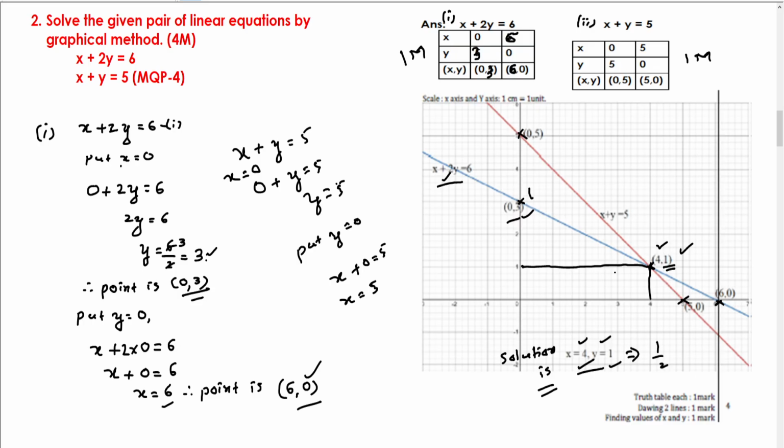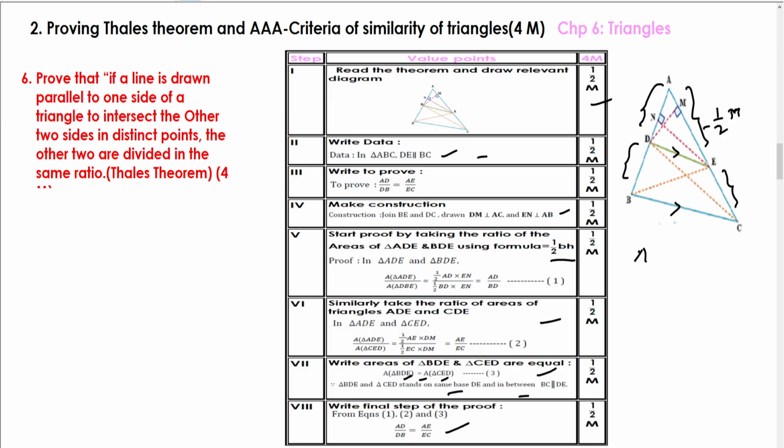Again, for drawing these graphs, showing the scale along the x-axis, and cleanly drawing the graph, you will get 1.5 marks. And for writing the solution, you will get half a mark. Try the remaining problems. Similarly, you can try them and practice them and get ready for the exam.